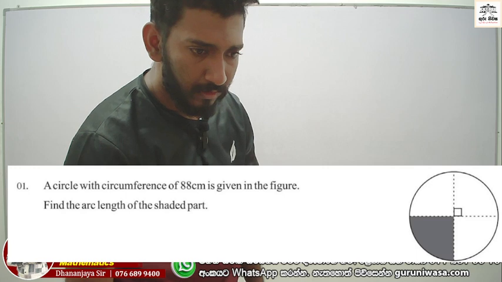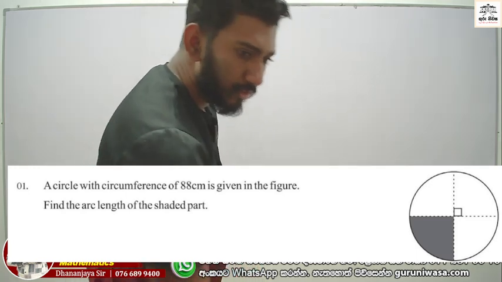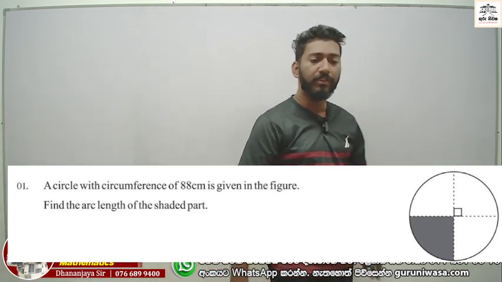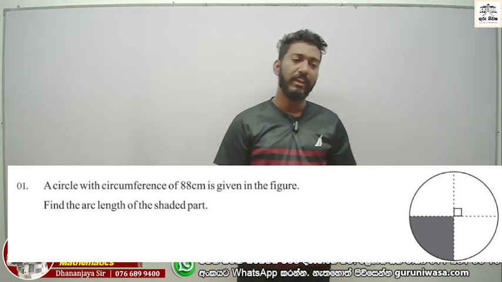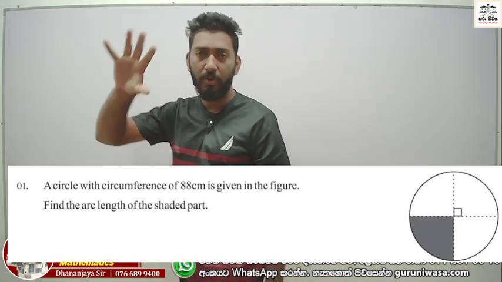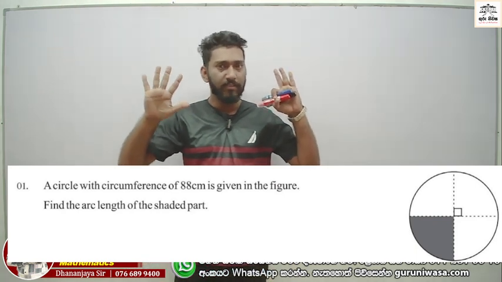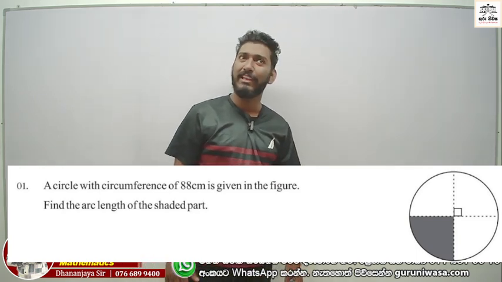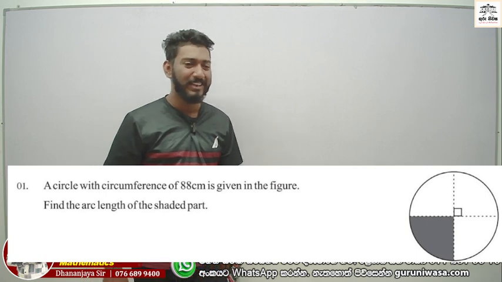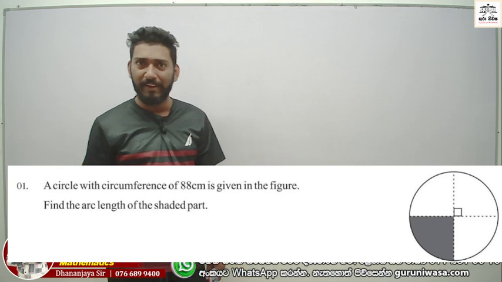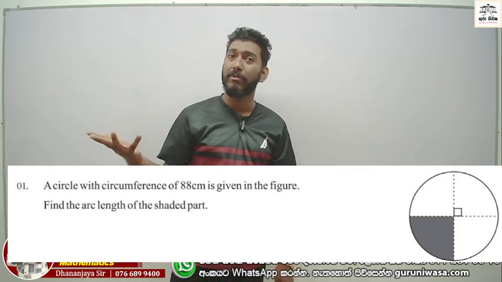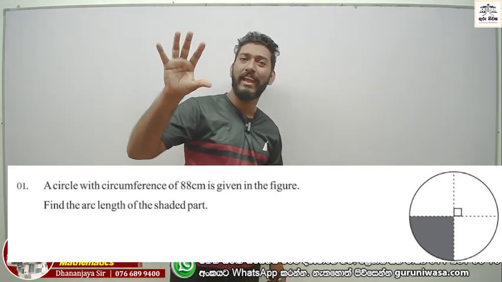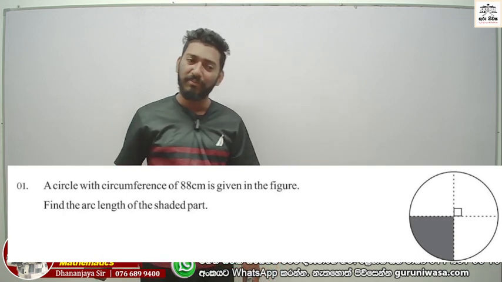Right. Okay. Now listen. This is question number 1. A circle with a circumference of 88 centimeters is given in the figure. The whole circumference is 88 centimeters. Now find the arc length of the shaded part. Find the arc length of the shaded part, right? Now tell me, don't think about the radius, don't think about the formulas. This is the first question, right? Now the total circle becomes 88. Now tell me what is the portion of this one?